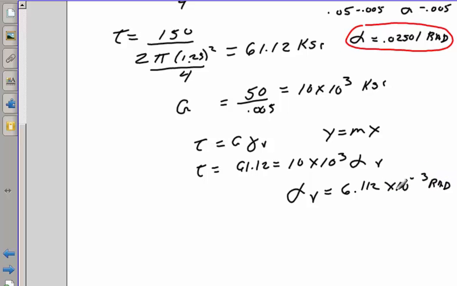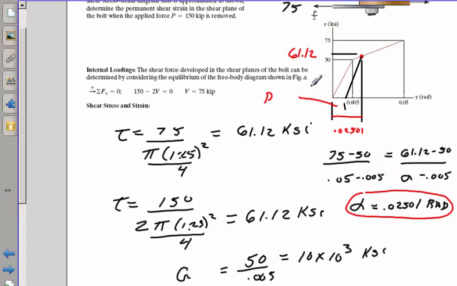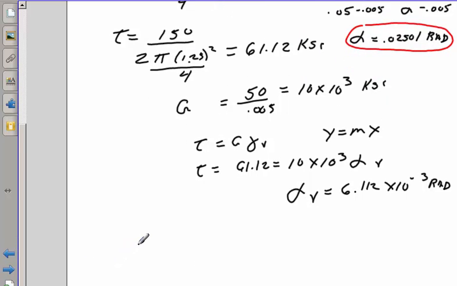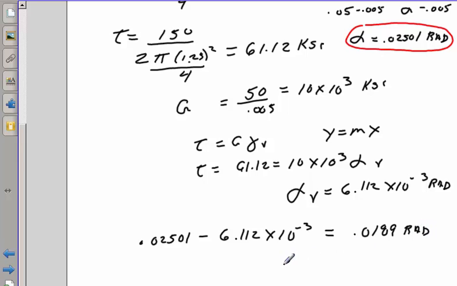Again, that value is going to represent right through there. So now all you have to do is take the value calculated earlier, the 0.02501, subtract 6.112 times 10 to the minus 3, and that'll give you 0.0189 radians. And that's going to represent your permanent set.